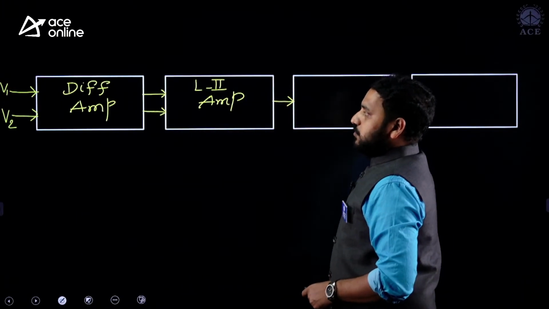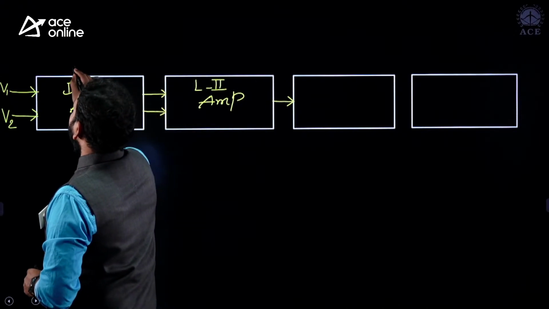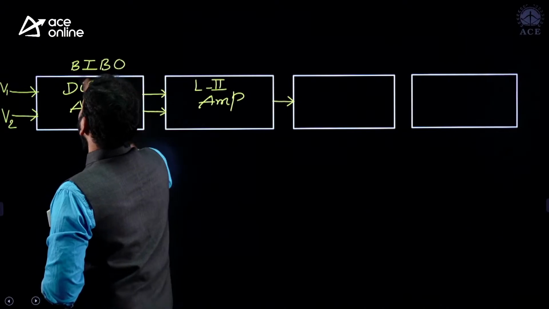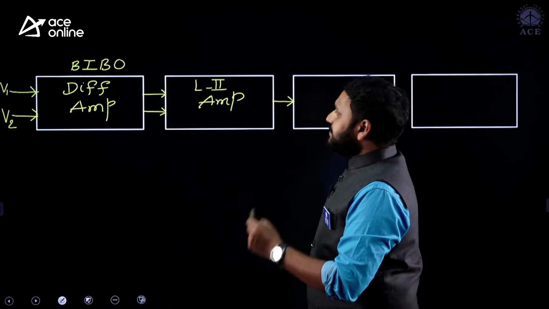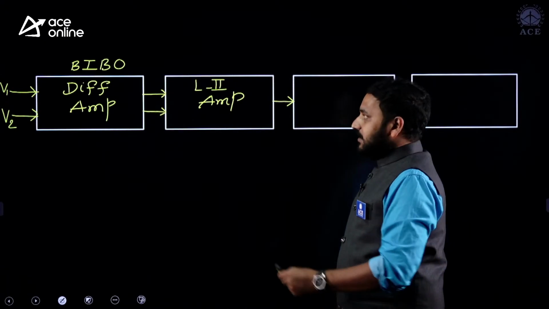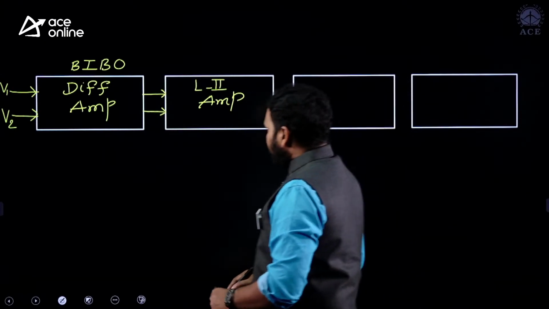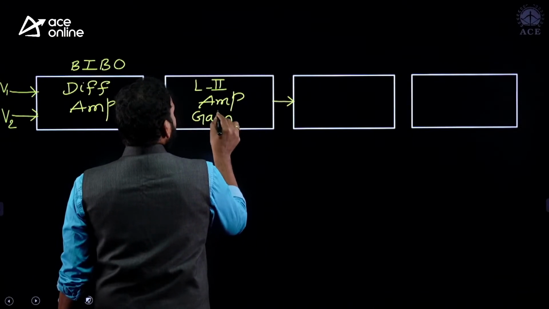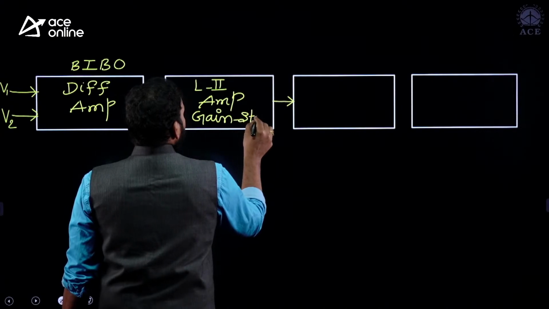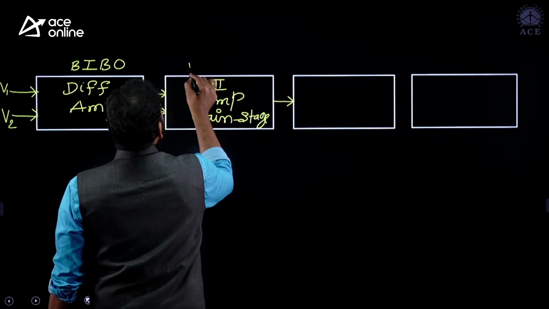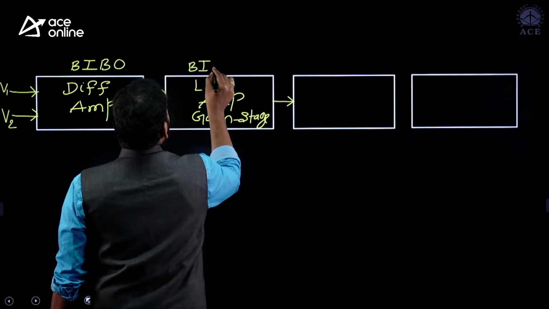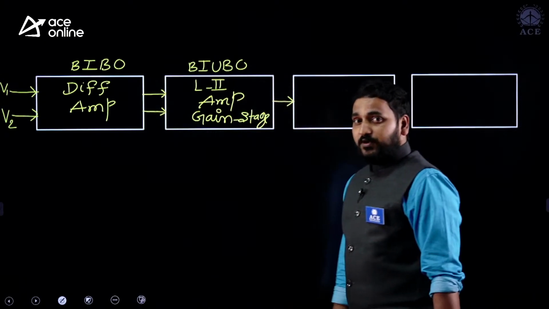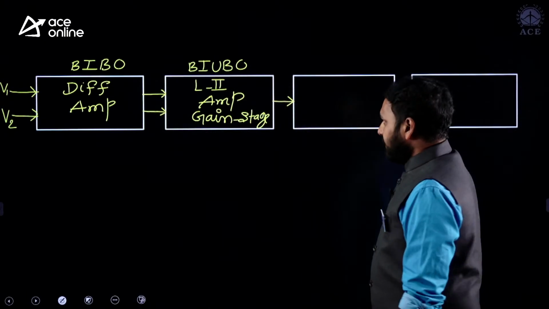Okay? So, this is a balanced input, balanced output type differential amplifier. Balanced input, balanced output type. What is the second stage? Level 2 differential amplifier, I already told you, also called the gain stage. And this is balanced input, unbalanced output. Balanced input and unbalanced output, right?